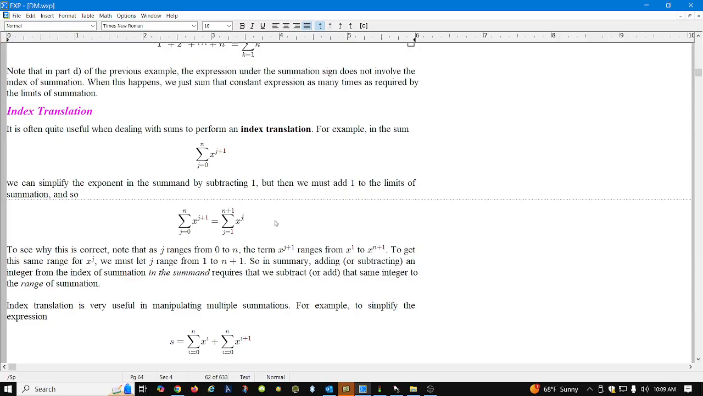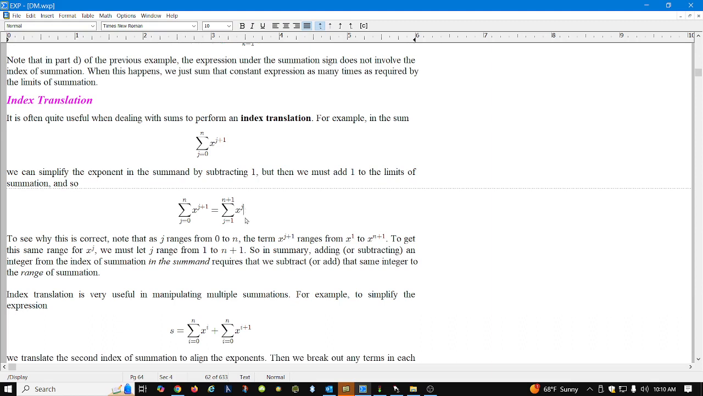If you want to double check this, ask yourself the following question: what is the range of values of the sum? Well, when j is 0, this will be x to the first power. So this summation ranges from x to the first power to x to the nth power, and to x to the n plus first power, and that's exactly what this does as well. Okay, the first exponent will be 1, and the last exponent will be n plus 1.